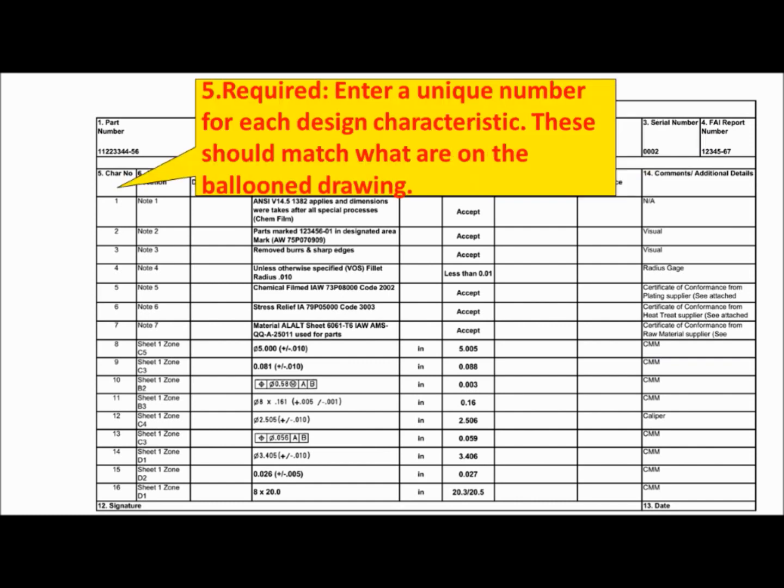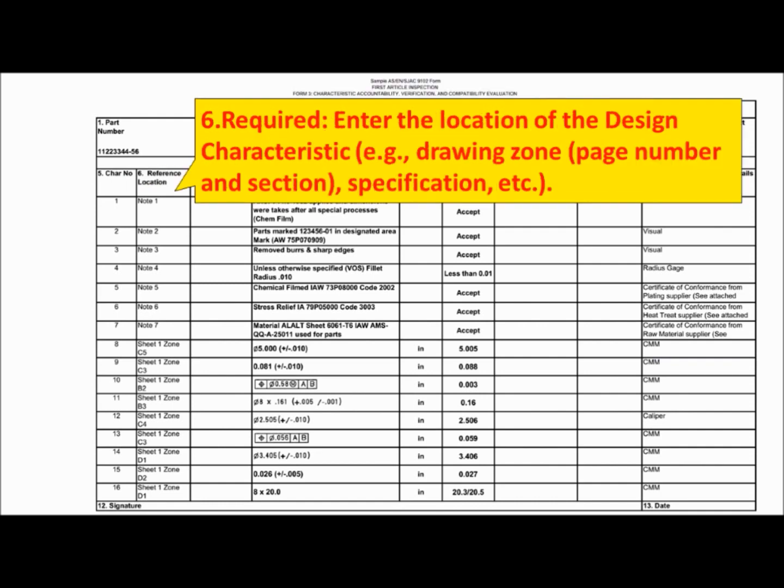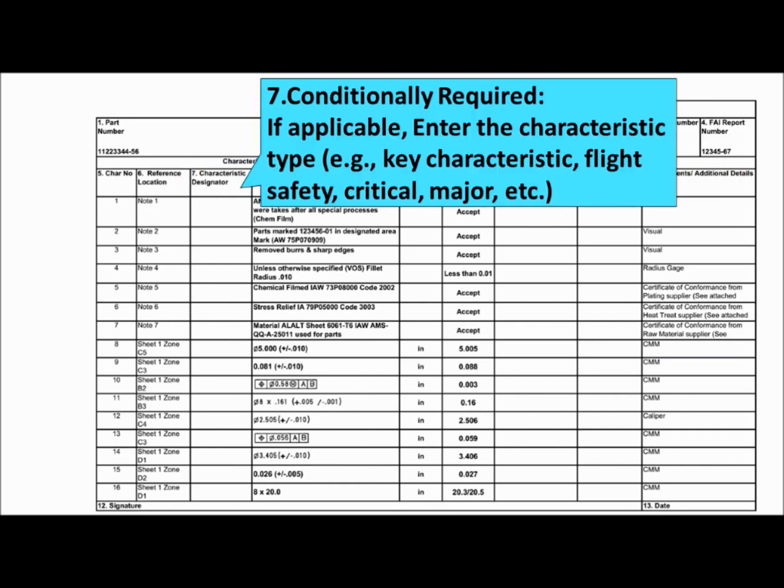Field 5 is required. Please enter a unique number for each design characteristic. These should match what are on the balloon drawing. Field 6 is required. Please enter the location of the design characteristic, for example, drawing zone, page number and section, specification, etc. Field 7 is conditionally required. If applicable, please enter the characteristic type, for example, key characteristic, flight safety, critical, major, etc.